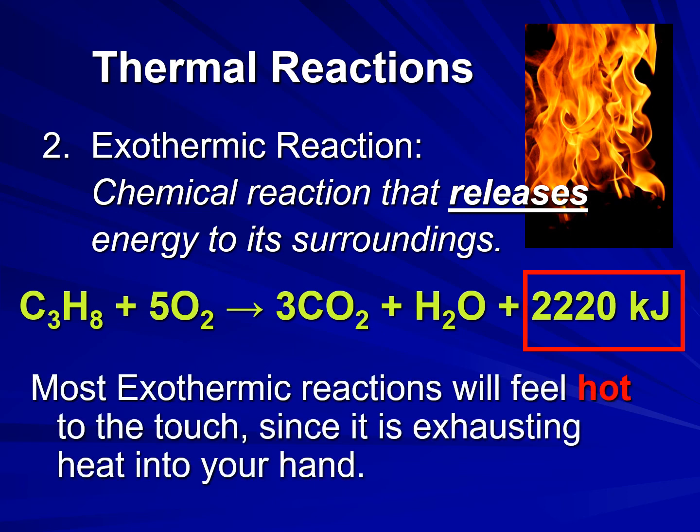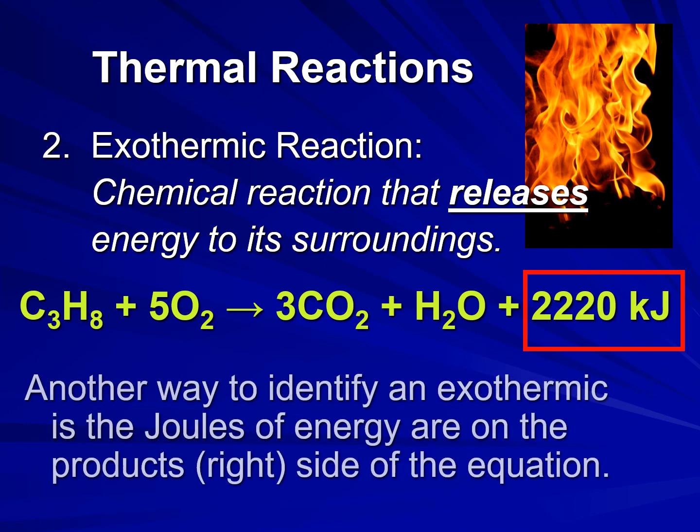So anytime you have an exothermic reaction, if you're holding on to the test tube, that heat's going to be coming out of that test tube, which means that test tube is going to start feeling warm or pretty hot in your hand. Okay? And also, don't forget, the kilojoules, the joules of energy, are going to be on the right side of the equation. Again, circle the word right, put a star by it, memorize that. Exothermic, the numbers are on the right.